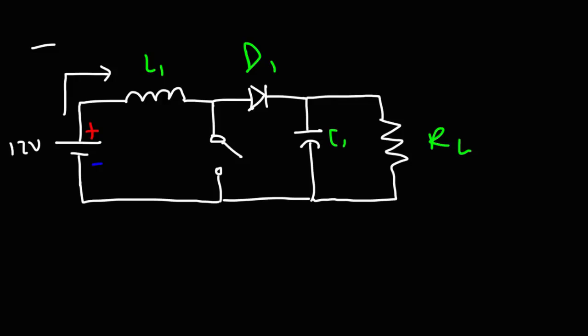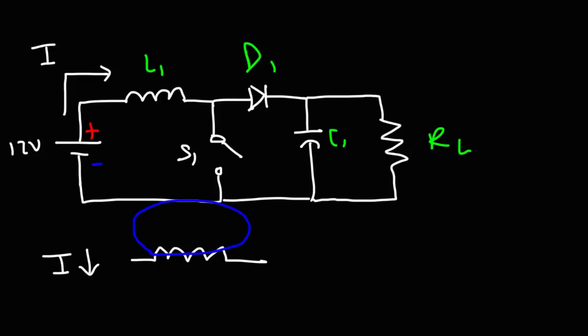Now, when the switch is open, the current flowing through the inductor is going to decrease. It's not going to be as high as it was when the switch was closed. Now, as the current in the inductor decreases, the magnetic field, which was very large when the current was high, will collapse. And as it collapses, it's going to induce a voltage across the inductor. And the polarity is going to be opposite to what it was before.